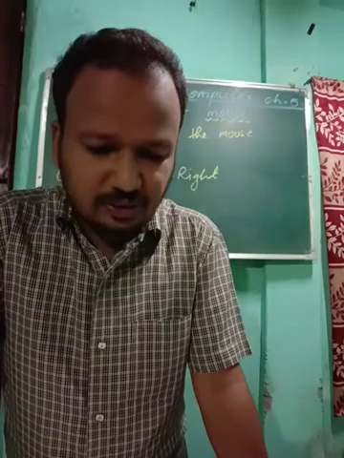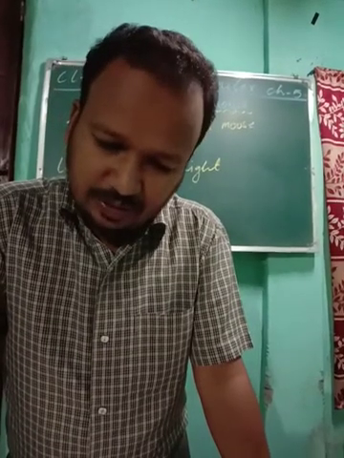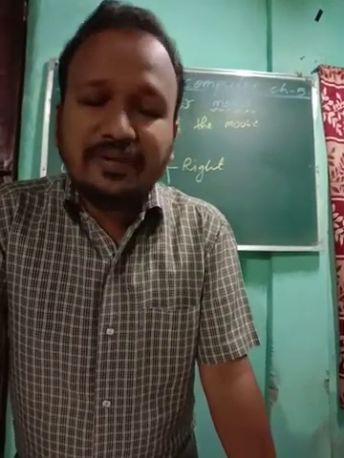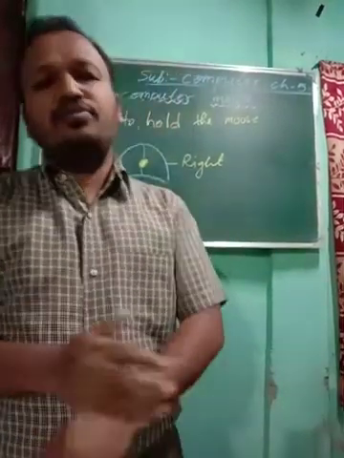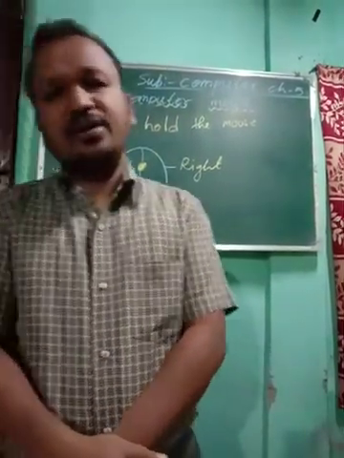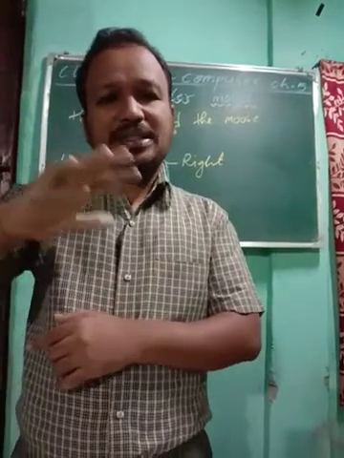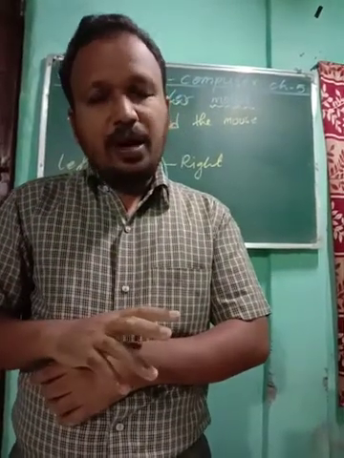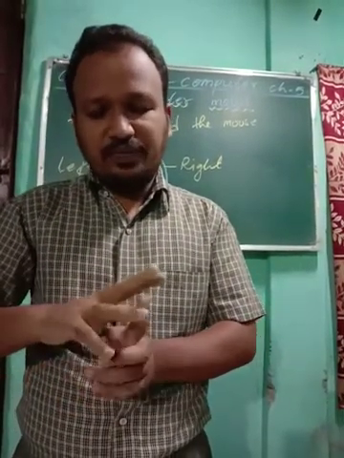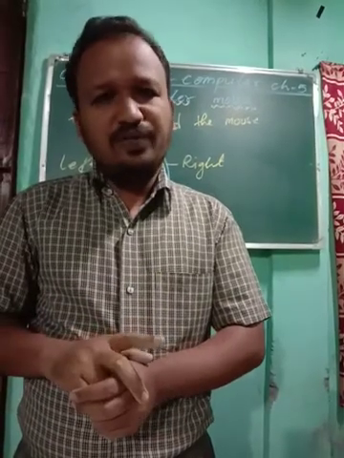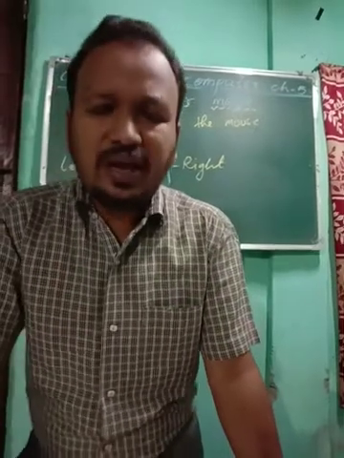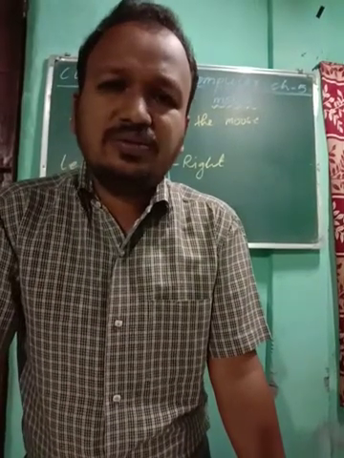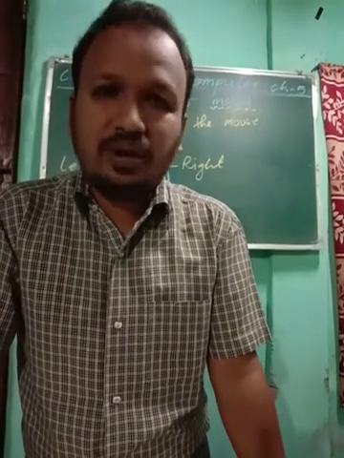Now children, I hope you have understood. Once more I am saying, on the left side you will put your index finger, on the right side you will put your middle finger, the palm should rest on the mouse, and with the other three fingers you will hold the mouse very firmly. So in this way, children, you can hold the mouse in a correct way.